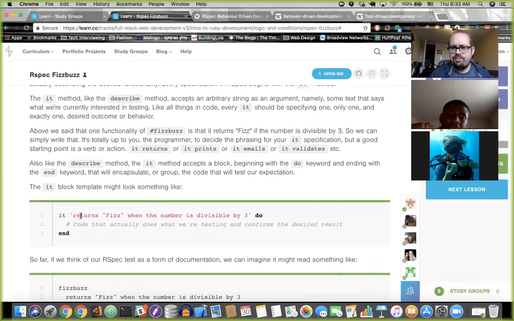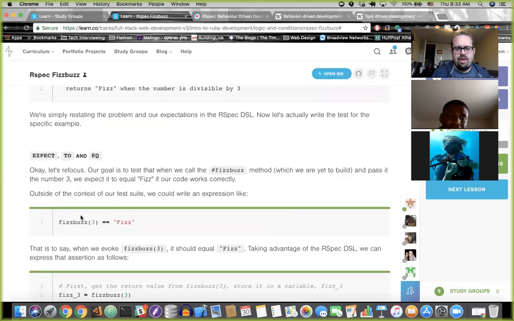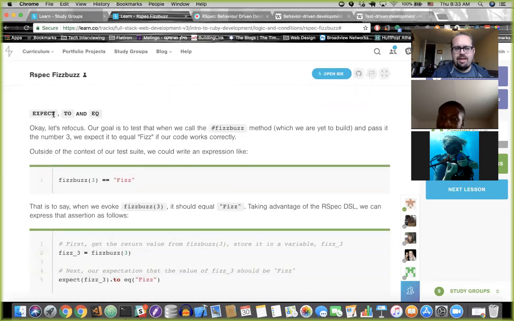So is it safe to say, from the example you gave, that describe and it are methods built into Ruby already? Exactly. Into RSpec already. RSpec, pardon me. And then expect to and equal do exactly what we just said.